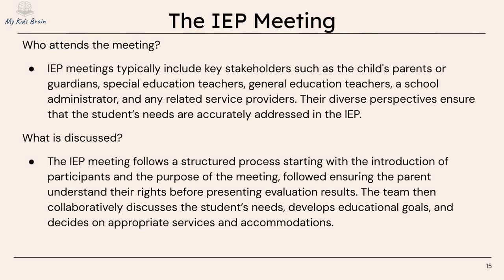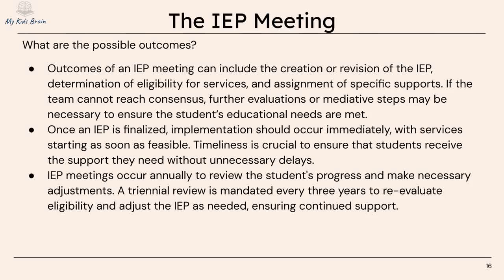The meeting will generally begin with participants introducing themselves, followed by ensuring that the parent has received their procedural safeguards, which outlines their rights as a parent. The school professionals will then present their evaluation results, their recommendation for eligibility, and then proceed with the IEP if the student qualified. This will include the areas we previously discussed, such as present levels of performance, goals, special factors, services, and educational setting. So what are the possible outcomes during an IEP meeting?